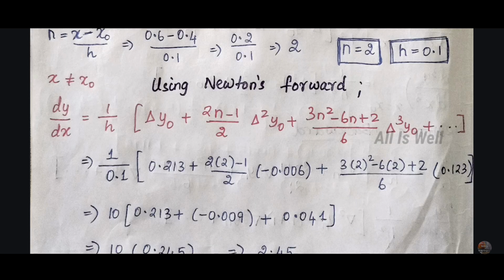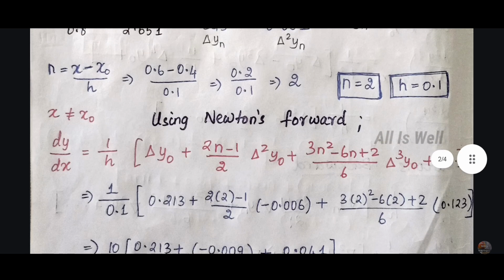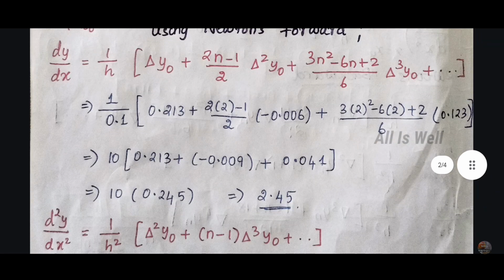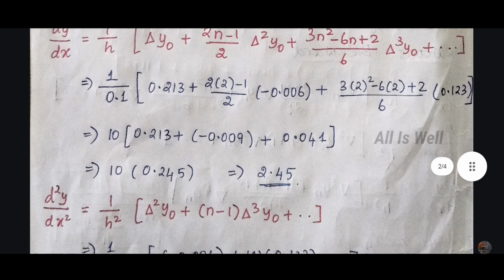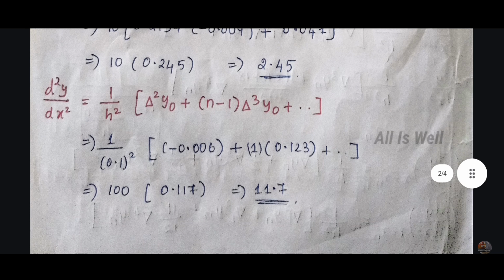Using these n and h values and also del y naught, del square y naught, del cube y naught from the interpolation table, substitute them in Newton's forward first derivative formula. After arithmetic simplifications, you will get the value of the first derivative of the function. Now, substitute n, h, del square y naught, del cube y naught values in the second derivative of Newton's forward formula. After simplifications, you will get the value for the second derivative of the function. This problem is based on the derivatives of Newton's forward.